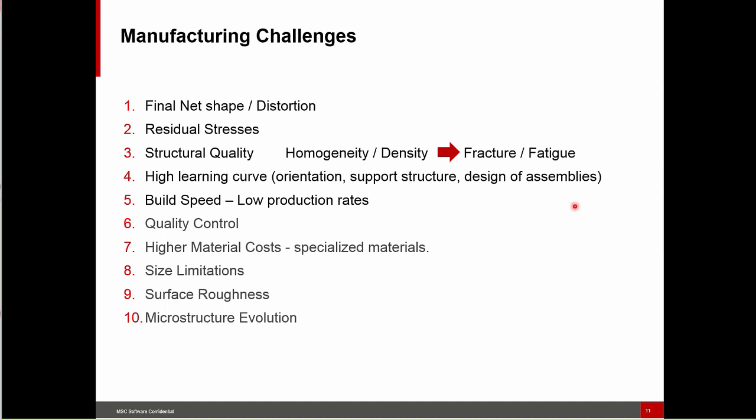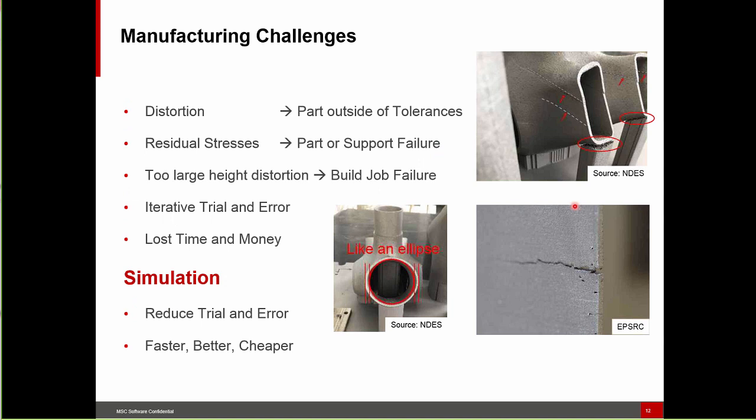Higher material costs, the fact that we're using specialized materials. The good news is the material costs are reducing. Size limitations I talked about earlier. Surface roughness, which might require secondary finishing operations. And we're often interested in the microstructure evolution so we can determine what the material hardness is going to be.